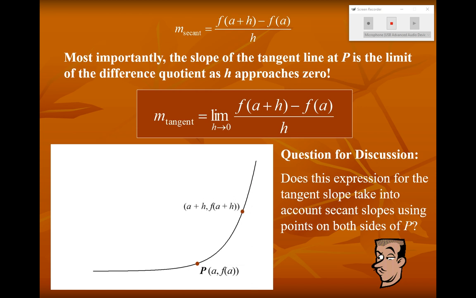Does this expression for the tangent slope take into account secant slopes from both sides? Do limits, when we write limit as h approaches 0, do we mean from both sides? We already mean that. We built that in on purpose for this moment. So we won't have to worry about the left and the right thing anymore. That'll be built into here.